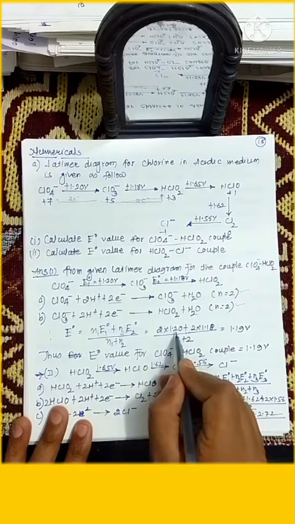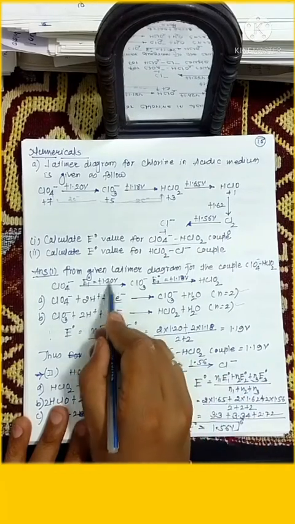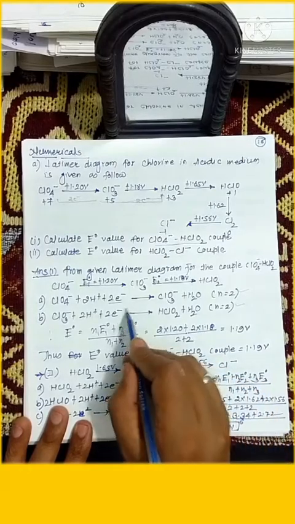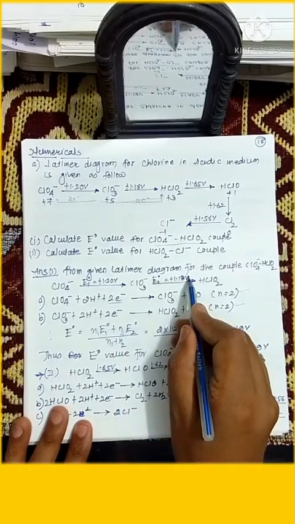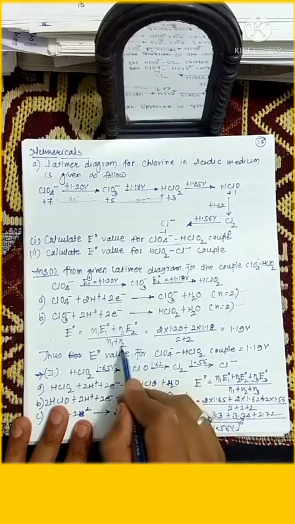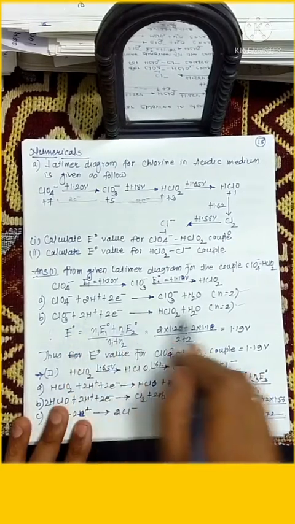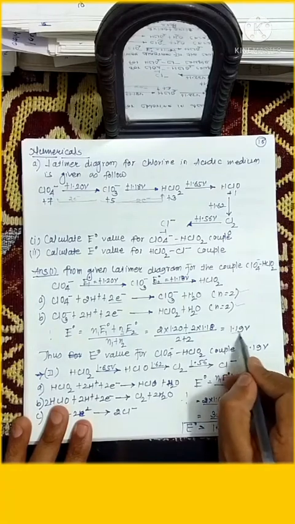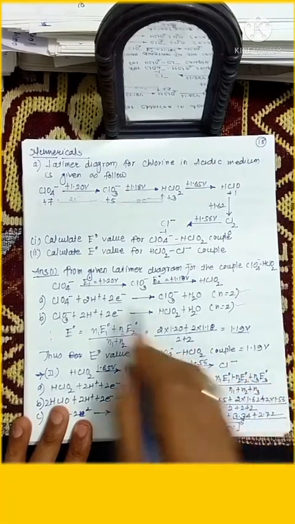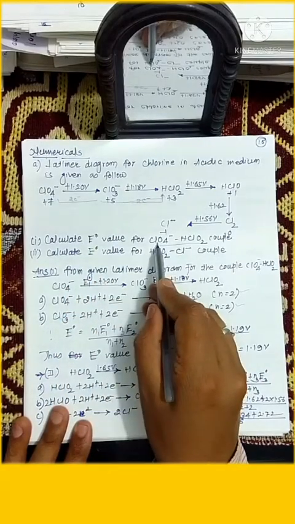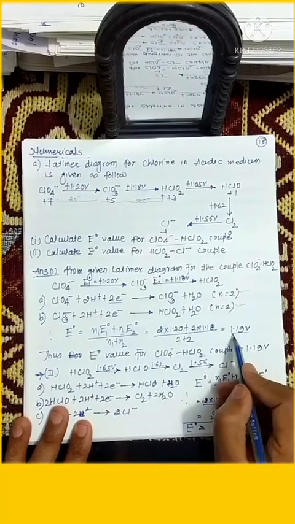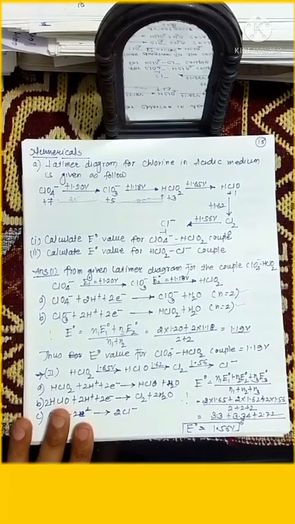So 2 multiplied by 1.20, that is E1, plus 2 multiplied by 1.18, that is E2, divided by N1 plus N2, that is 2 plus 2. When we solve this, we get the value 1.19 volt. So the value for the ClO4 minus to ClO2 couple is 1.19 volt.